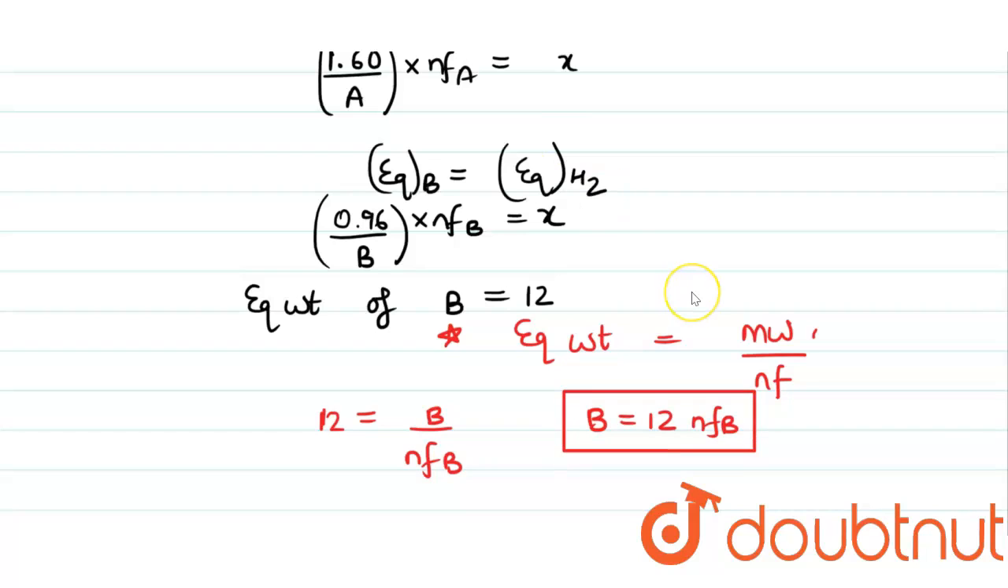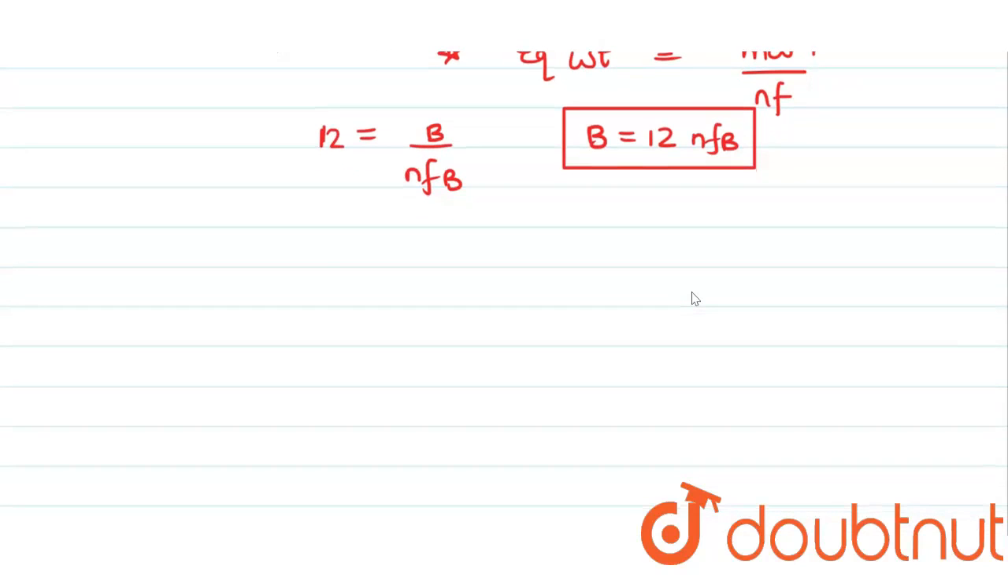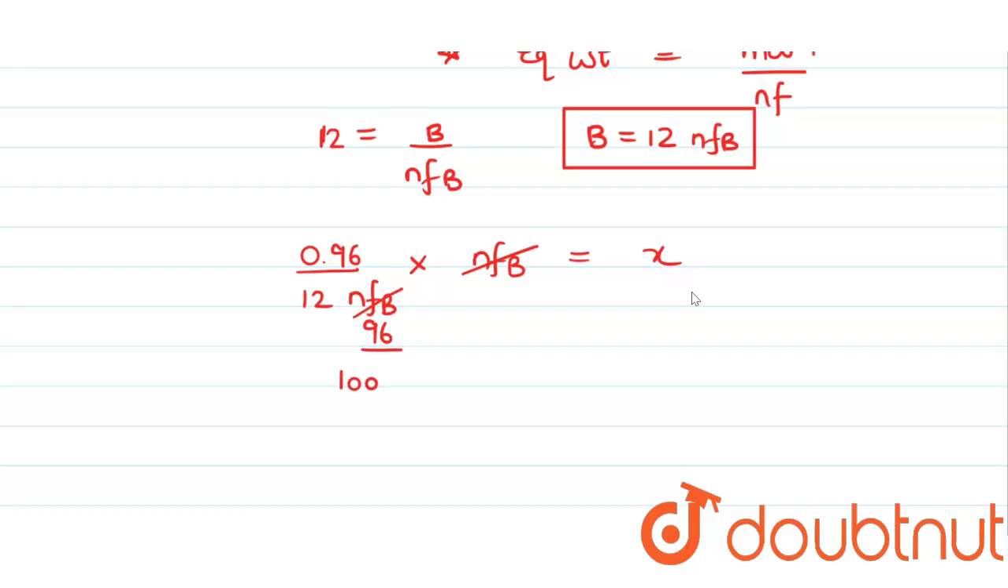So we'll put this in this equation. So we get 0.96 upon B, and B we will write as 12 into n factor of B, into n factor of B is equal to X. This gets cancelled. We will write this as 96 upon 100 into 12, which is equal to X. So 12 into 8 is 96, so X is equal to 8 upon 100 grams.